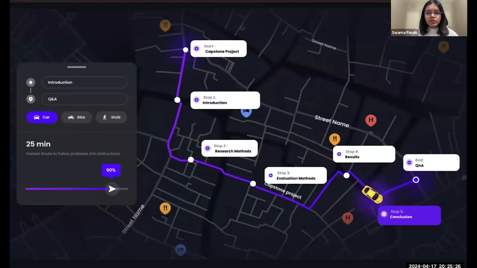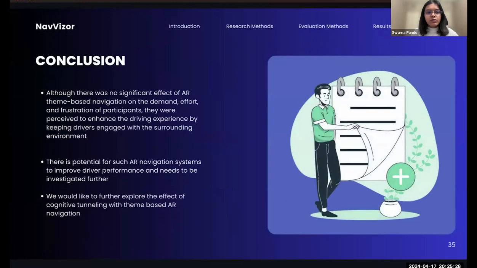Moving on to our conclusion. Although our study didn't uncover a statistically significant impact of the AR-based navigation on factors like demand, effort, and frustration among participants, these navigation systems were perceived positively in enhancing the overall driving experience, and they managed to maintain driver engagement with their surroundings.